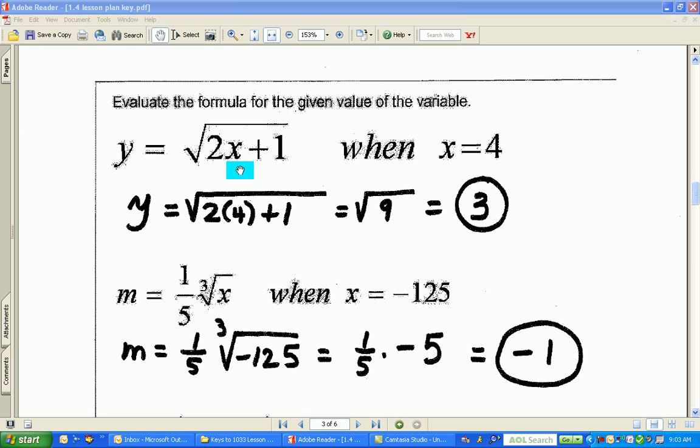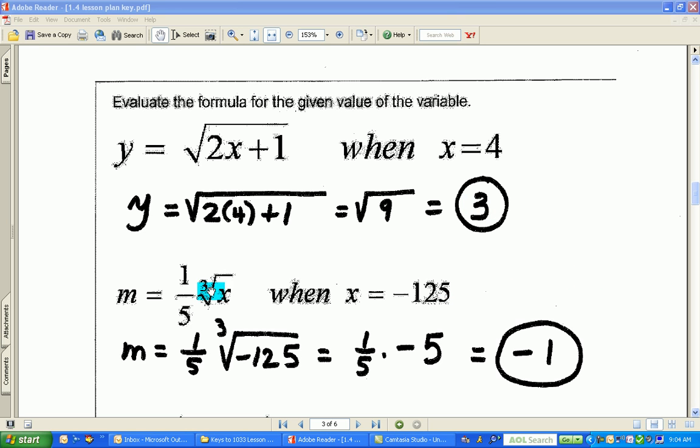So this is simply a matter of taking a function, a rule that's given, and plugging in a specific value for x. So in this particular problem, I replace x with 4. That would give me y equals the square root of 2 times 4 plus 1. If you look under the radical, 2 times 4 is 8. 8 plus 1 is 9. The square root of 9 becomes 3. So the answer to this problem, when x is 4, y is 3.